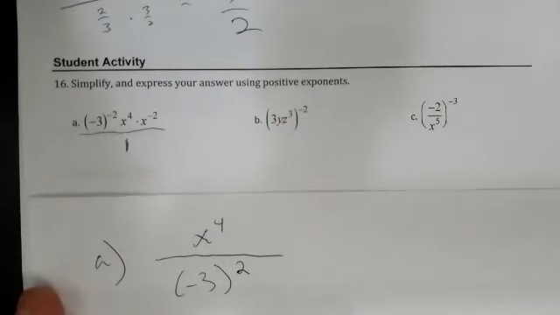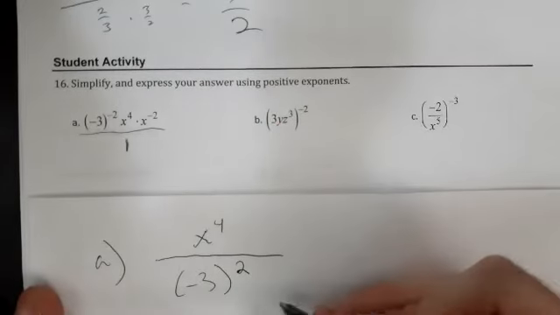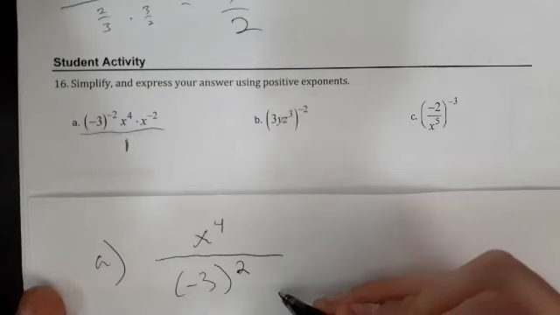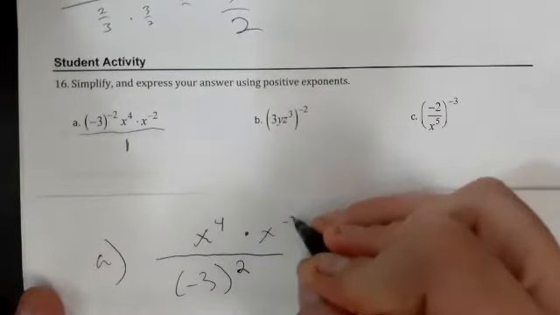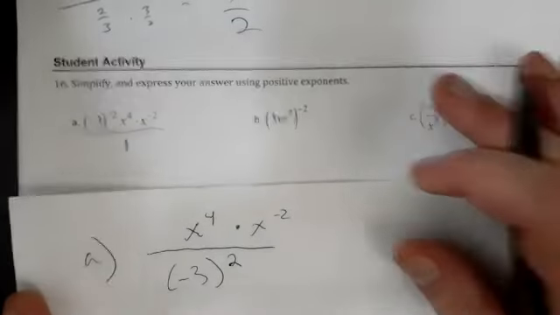and there's a few ways I can handle this. I can flip that x squared to the bottom, or I can keep it up here. I think I'm going to keep it up here. If you flip it to the bottom, you'll do essentially the same thing.